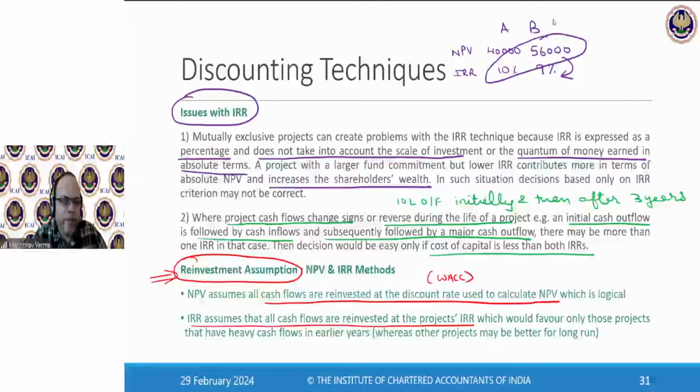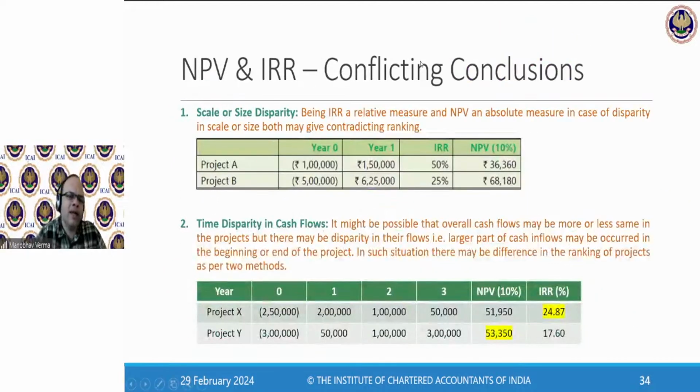So let us do one thing. Let me show you some conflicting situations here, and then you guys will understand what the conflicting situations are. Before we go to the modified IRR, let us see this. What could be the situations where NPV and IRR are giving conflicting scenarios?